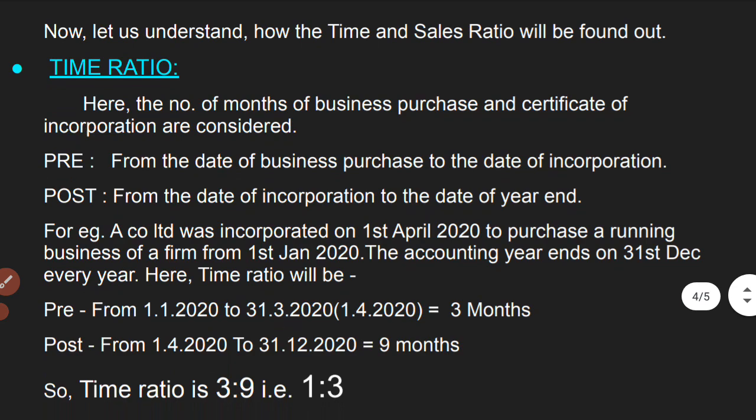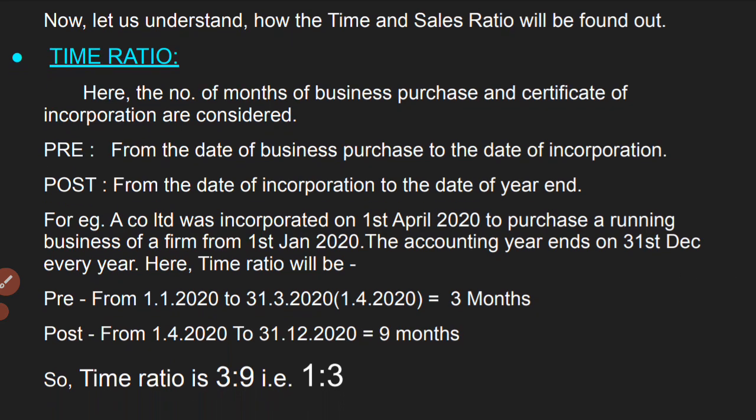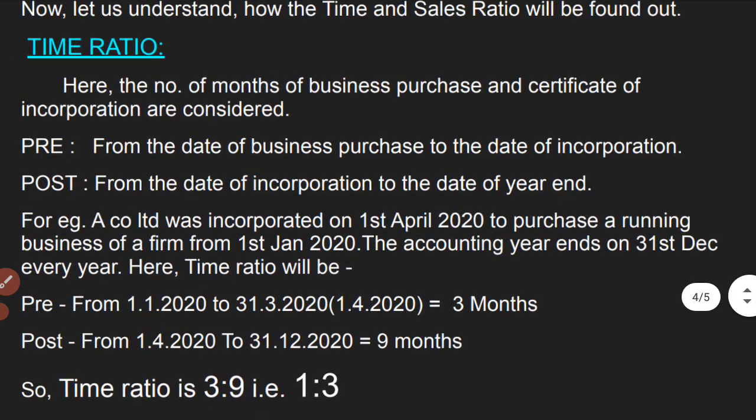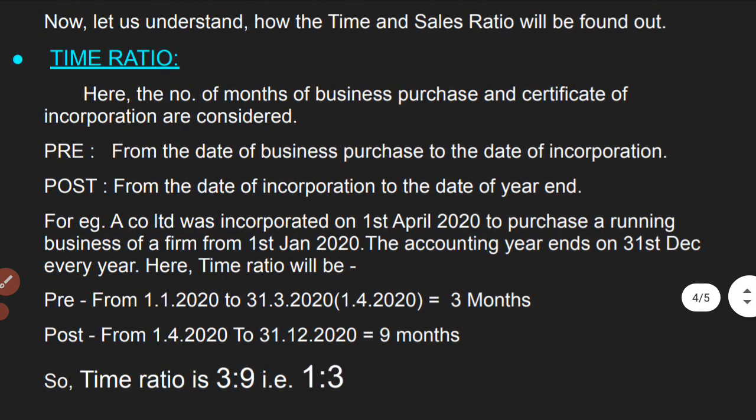So now let us understand how the time ratio and sales ratio will be found out. તો અહીંયા નામ જ એનો મિનિંગ ડિસ્ક્રાઇબ કરે છે. ટાઈમ રેશિયો એટલે બંને વચ્ચેનો ટાઈમ પીરિયડ કેટલો છે. અહીંયા ડેટ્સ જ કન્સિડર કરવાની છે. 3 dates you need to consider. First, date of purchase of business. Second, date of receipt of certificate of incorporation, and date of year ending. 3 dates must be taken care of very well for finding out this time ratio.